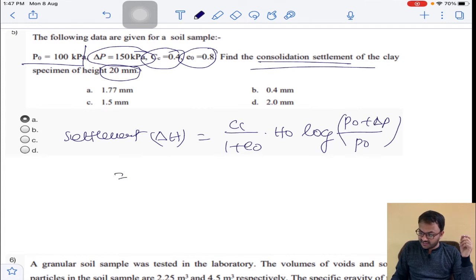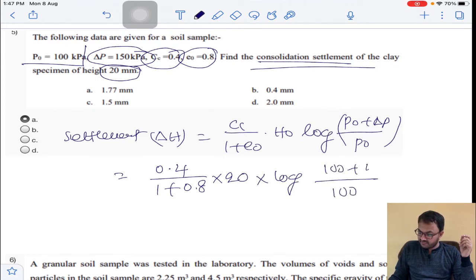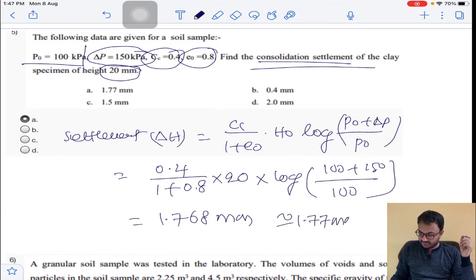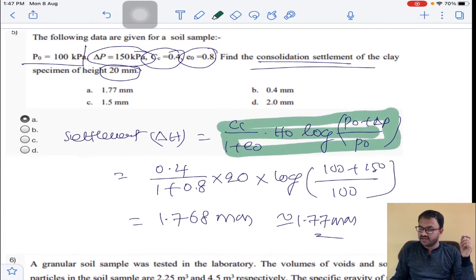So what is Cc? It is 0.4. 1 plus e0, where e0 is 0.8. H0 is the initial thickness of the sample, that is 20 mm. And log of P0 is 100, 100 plus 150. If you solve, you will get an answer of 1.768 mm, approximately 1.77 mm. Okay, the most important relation is this one. You will get different types of questions in this concept. So the answer will be 1.77 mm and it will be option A.